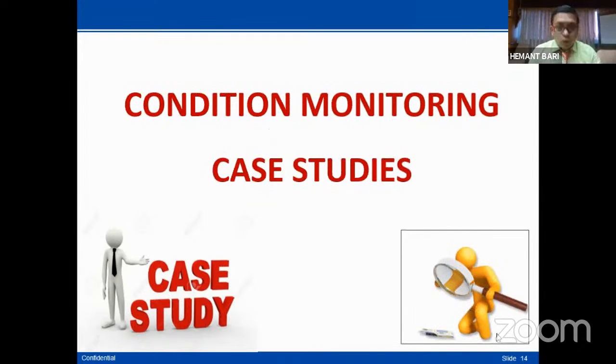I will show you 2 to 3 case studies. Whatever I have discussed with you regarding condition-based maintenance, the condition maintenance cycle and the various techniques, I will show you via case studies how we are implementing them, how we are finding the faults, how we are executing the maintenance action, and how we are getting benefited.